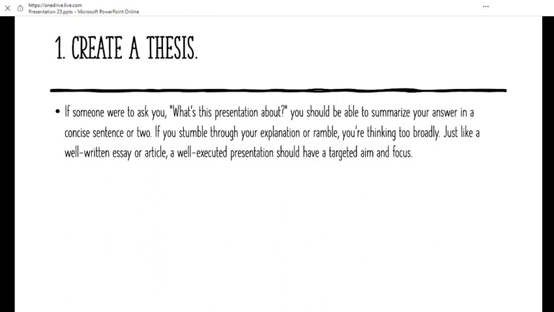The first point being create a thesis. If someone were to ask you, what's the presentation about? You should be able to summarize your answer in a concise sentence or two. If you stumble through your explanation or ramble, you are thinking too broadly, just like a well written essay or article. A well executed presentation should have a targeted aim and focus.